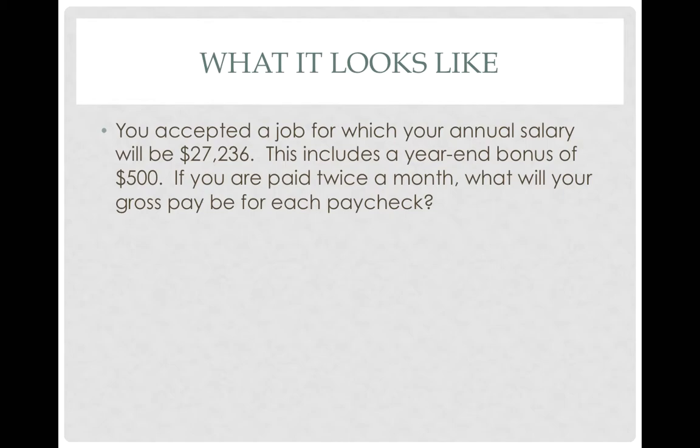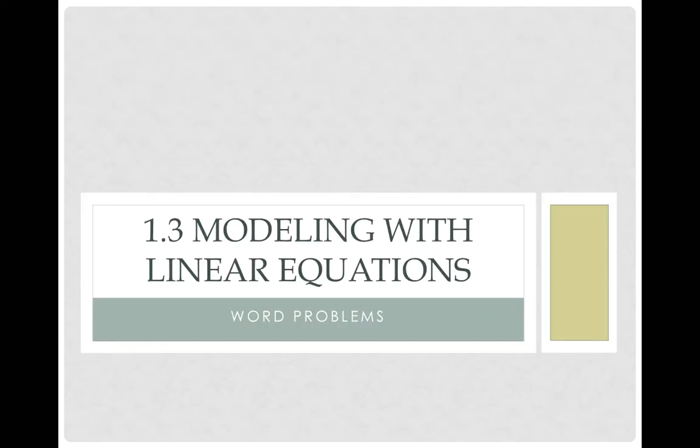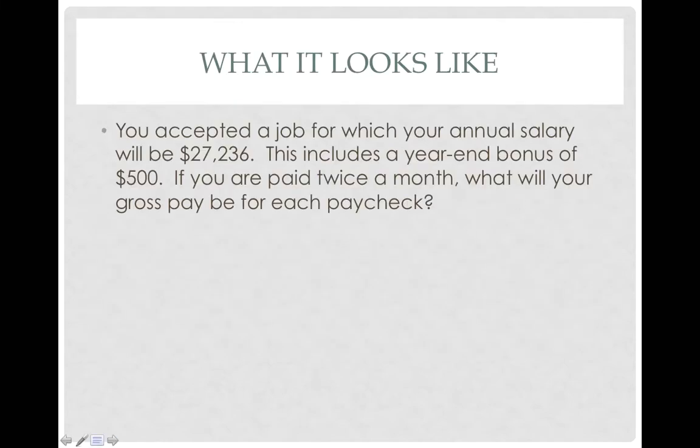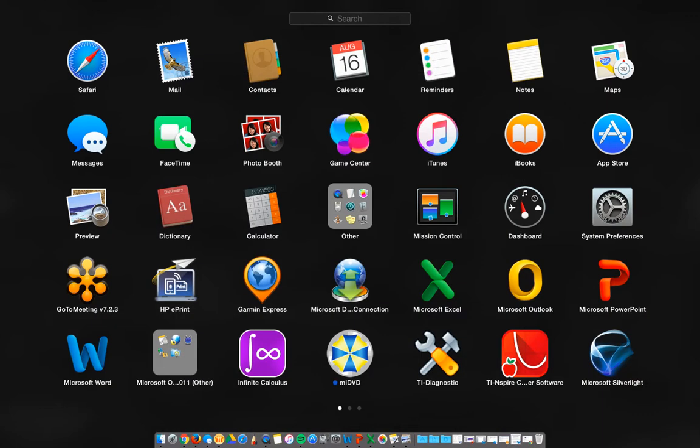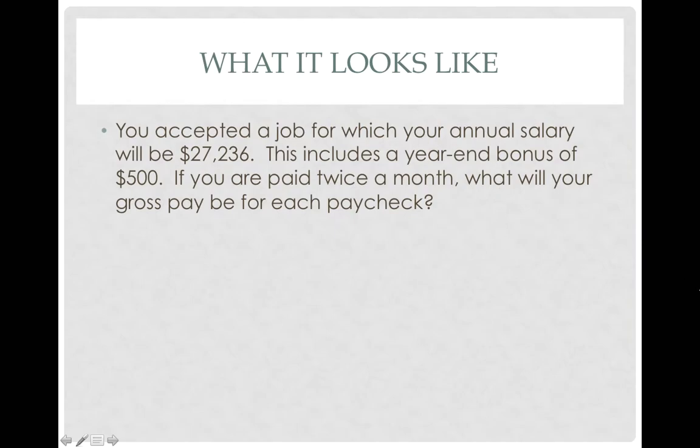So you have to look at this and kind of pick out some key information. The first one is your total salary. Your total salary is going to be the amount you make all year long, plus the $500 you get later on. You're getting paid twice a month, and we want to know how much each paycheck is going to be.